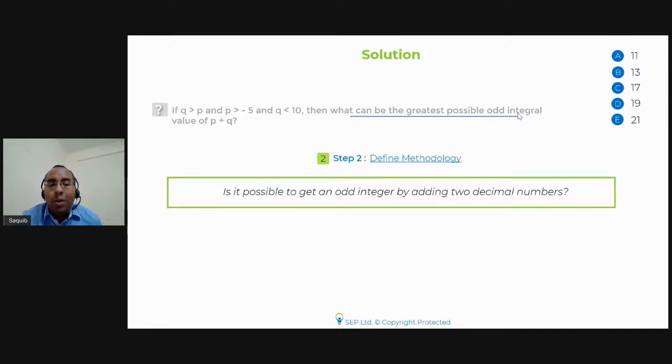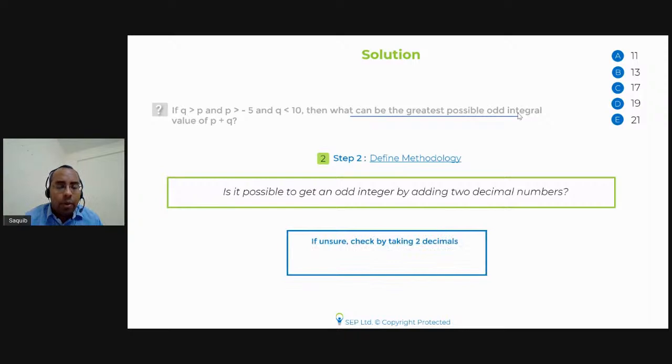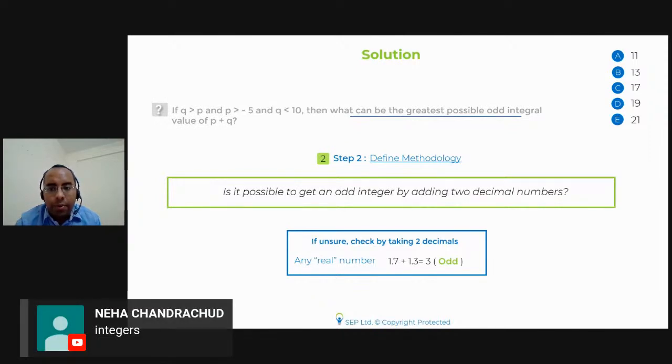So what you need to ask yourself is, if they are integers, it's very clear, I'll know what to do. But can I get an odd number, because I'm being asked about the odd number? Can I get an odd number by adding two decimal numbers? If you're unsure, you need to very quickly check. Take any real number, just check whether you're getting an odd number or not. And as you can see, you can add two decimals and still get an odd number.